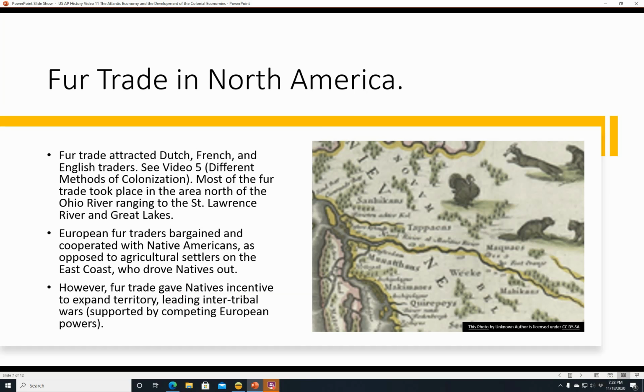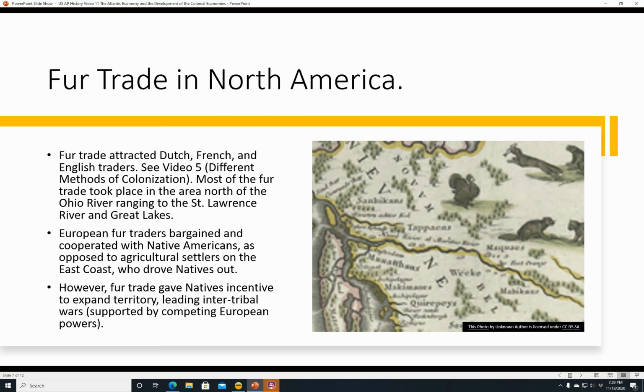Fur trade in North America. The fur trade attracted Dutch, French, and English traders. You can see video 5, different methods of colonization. Most of the fur trade took place in the area north of the Ohio River, ranging to the St. Lawrence River and Great Lakes. European fur traders bargained and cooperated with Native Americans, as opposed to the agricultural settlers on the East Coast who drove natives out of that area.